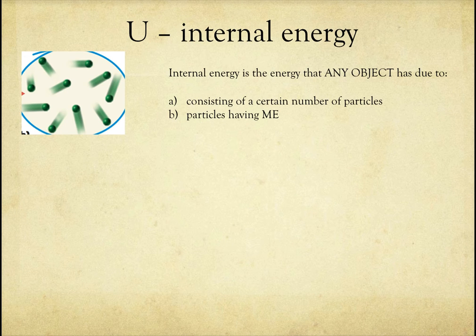Kinetic energy basically has to do with how fast the particles are moving, and potential energy has to do with how close they are or how far apart they are. So mechanical energy is kinetic and potential. And because every particle in an object has a certain amount of mechanical energy, when you add up all those individual energies of particles, you can talk about internal energy.